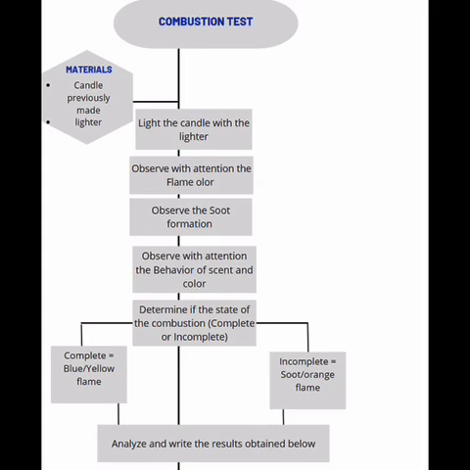Step 3. Next, we observe if there is any soot being formed. Soot is a sign of incomplete combustion. Step 4. We also pay attention to how the candle behaves in terms of scent and flame color while it's burning. At step 5, based on what we see, we determine whether the combustion is complete or incomplete.